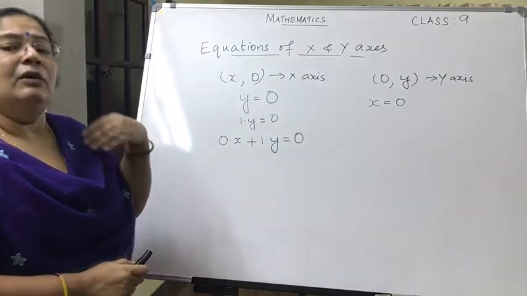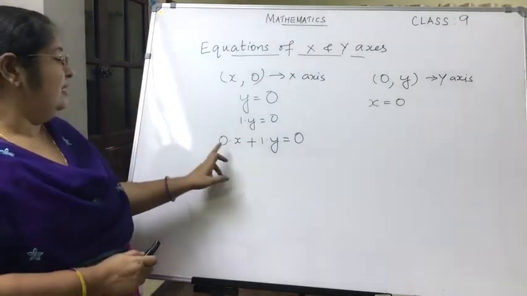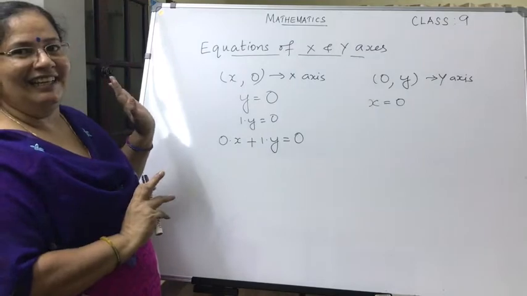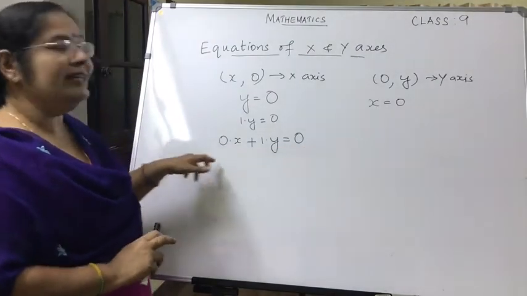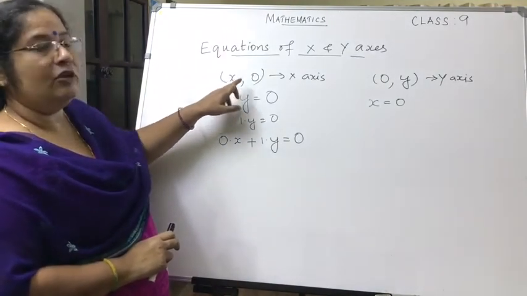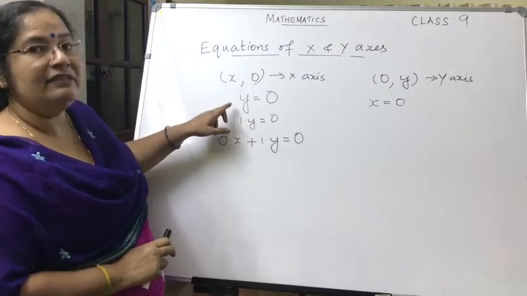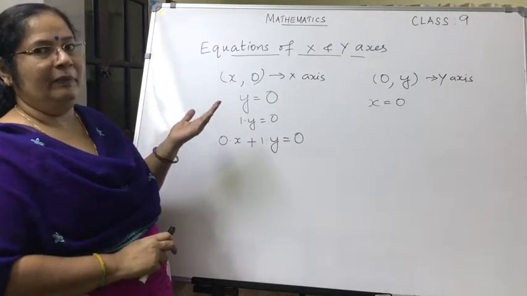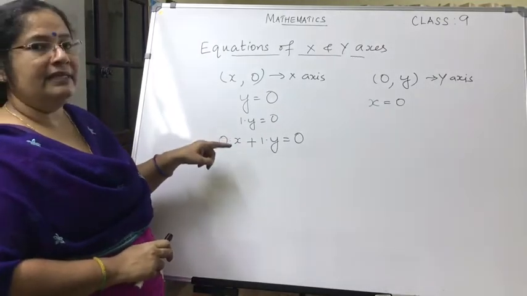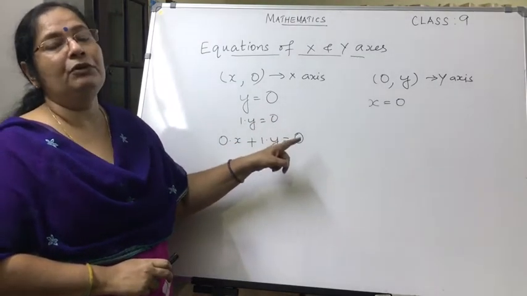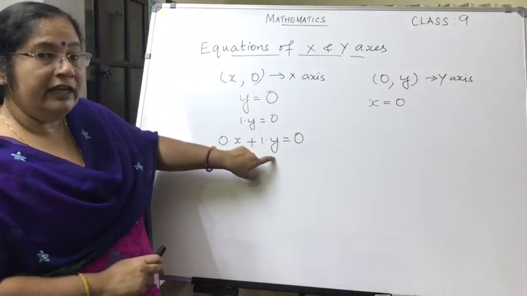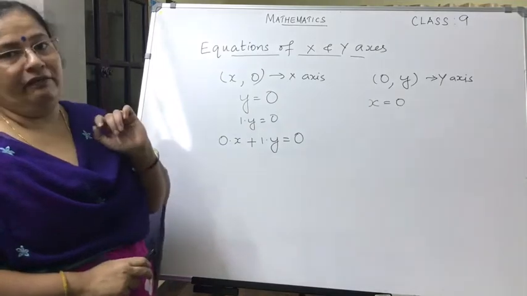So 0 into x, whatever be the value of x, 0 into x will be 0. So this is gone. But we are representing it so that we get an equation in two variables. So point on x-axis is x comma 0. So equation of x-axis will be y equal to 0 in one variable. In two variables it will be 0 into x plus 1 into y is equal to 0. This is the equation of x-axis in two variables. This is the equation of x-axis in one variable.